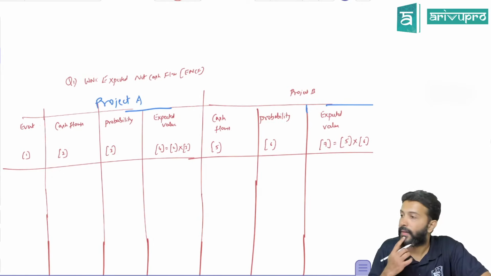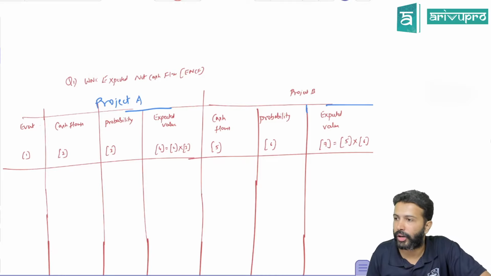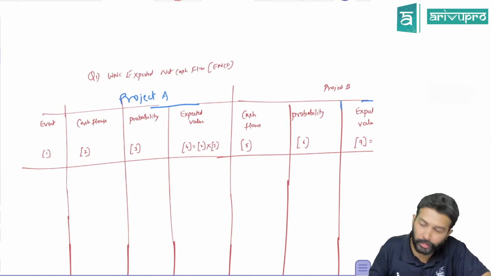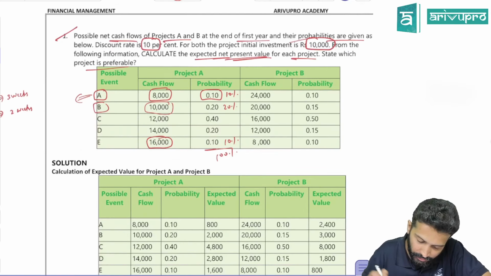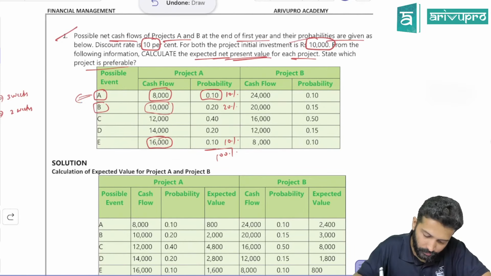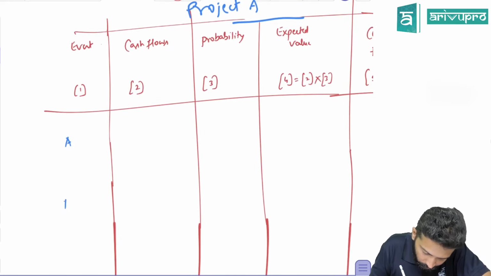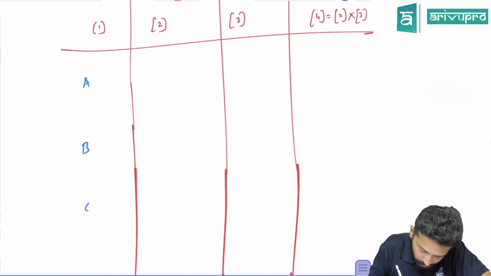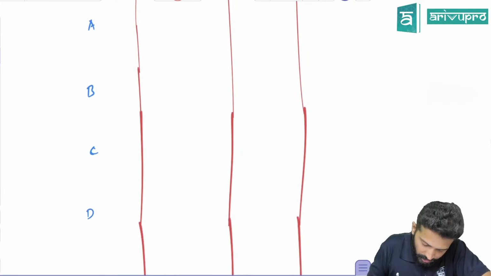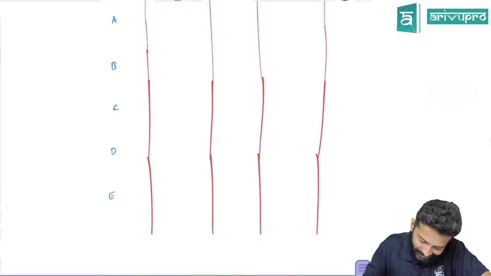Can I start making those columns? First observe for a moment, maybe I'll give you some time. Understand first. How many events have they given? About 5. So let me copy them. A, B, C, D, and finally E.